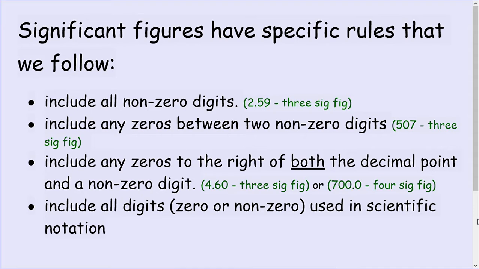It includes any zeros to the right of both the decimal point and a non-zero digit. So for example, we've got 4.60. It's after the decimal, and there's a 0 after the 6. So that would have three significant digits in it. As soon as you cross over that decimal point, your zeros are going to count.